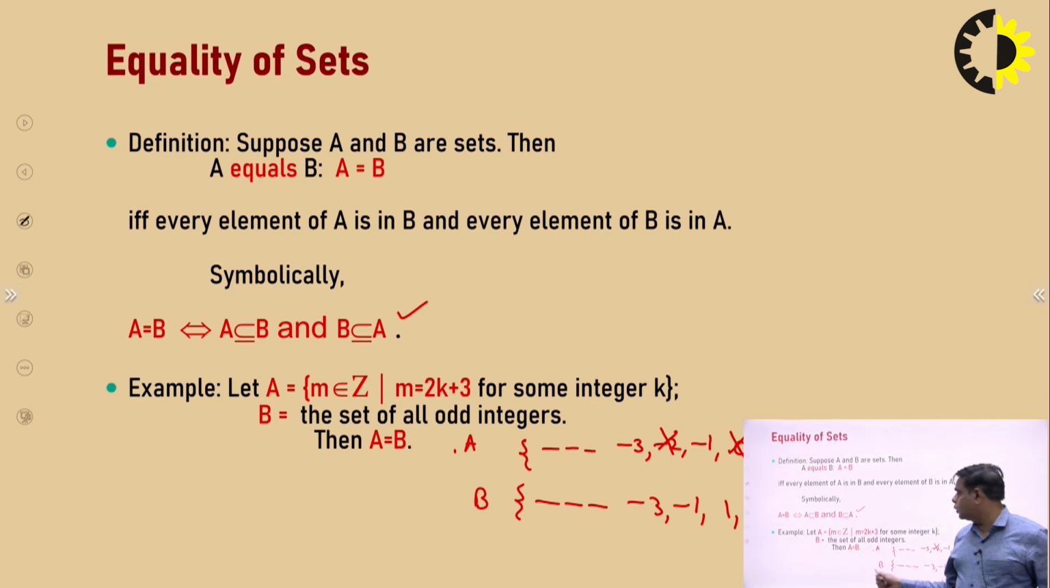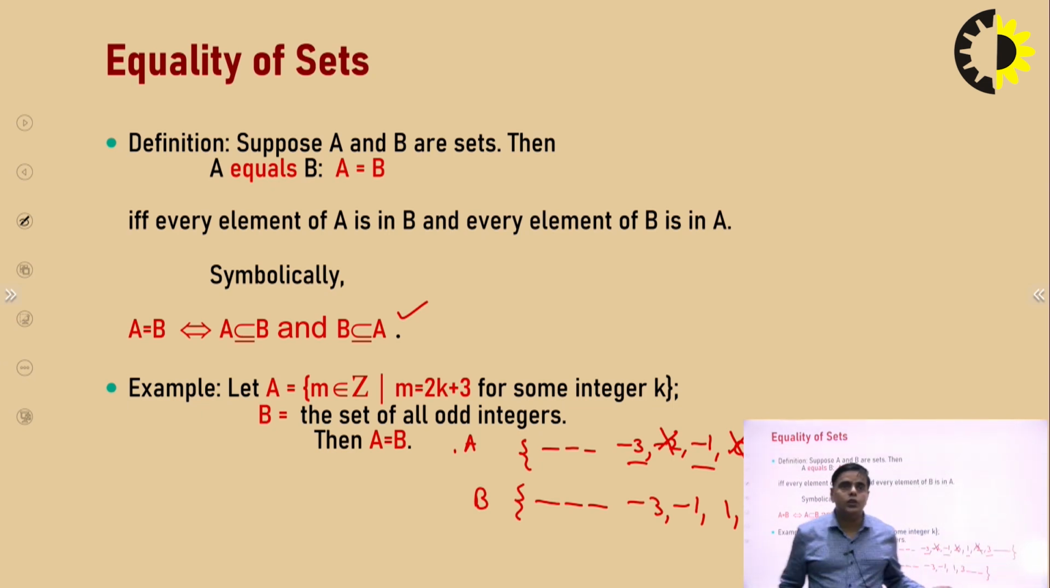A equal to B. When you write different values of k, if you write minus 3, it will give you minus 3. If you put k equal to minus 2, it will give you minus 1. If k is equal to minus 1, it will give you plus 1. If you write the next value, it will give you 3. So you are getting the same set, and you can say for these two sets, A is a subset of B and B is a subset of A. So we can say A equal to B.